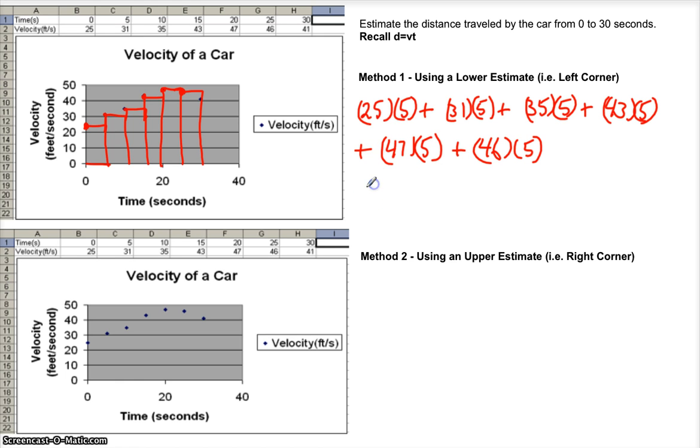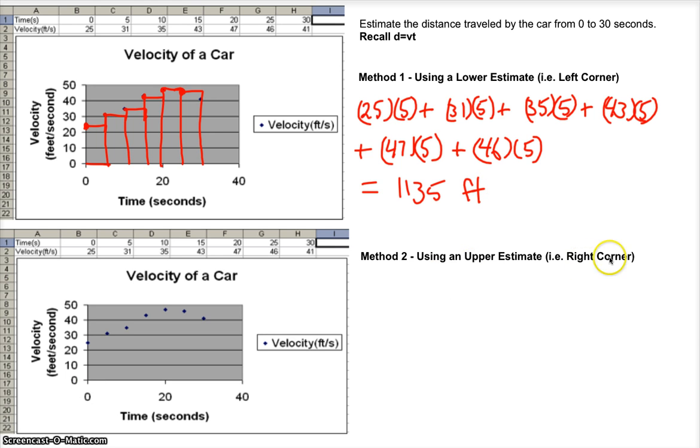So using a calculator, you should get, or I got, 1,135. You can check my calculation here. What are the units? Well, we're multiplying velocity, which is measured in feet per second in this example, by seconds, we get feet.